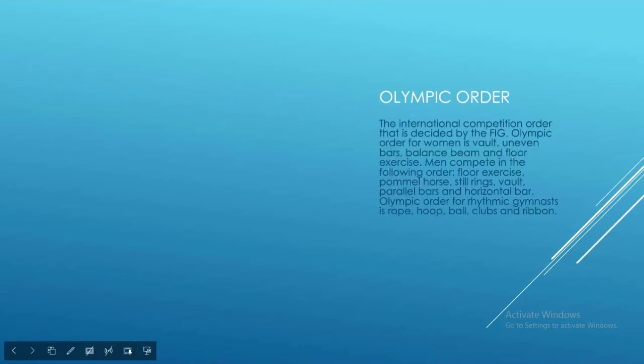So for Olympic order, the international competition order that is decided by the FIG. Olympic order for women is vault, uneven bars, balance beam, and floor exercise. Men compete in the following order: floor exercise, pommel horse, steel rings, vault, parallel bars, and horizontal bar. Olympic order for rhythmic gymnasts is rope, hoop, ball, clubs, and ribbon. So Olympic order means the apparatus they use for their tricks.